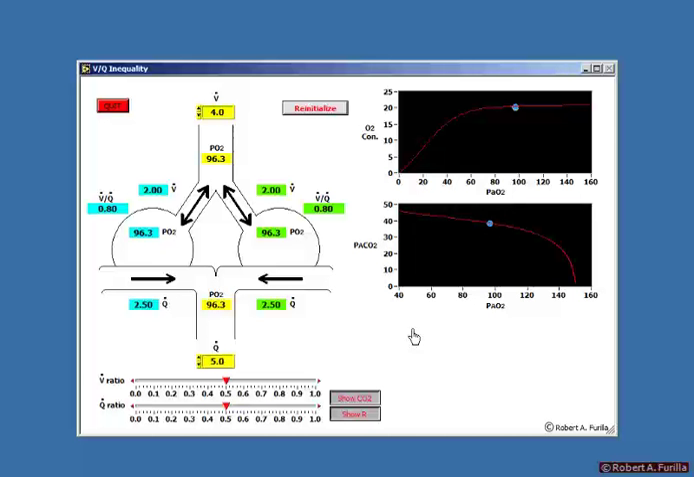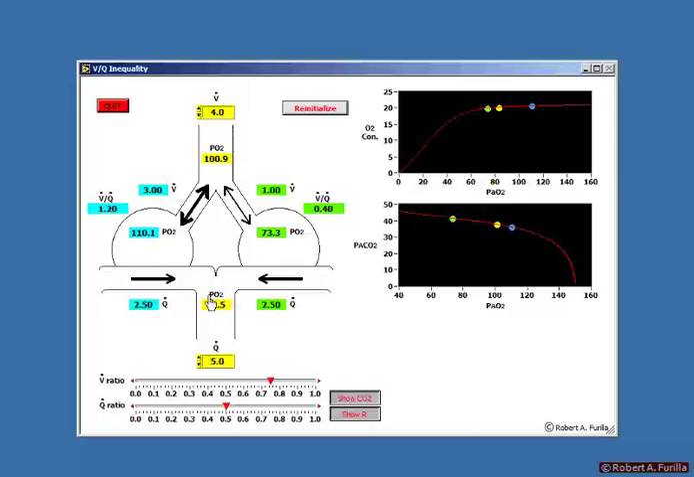Let us look now at what happens if one of the alveoli is hyperventilated while the other alveolus is hypoventilated. So I'm going to move this up to about 0.75. There we are at about 0.75 ventilation ratio. We have 3 liters per minute going to the right lung in blue, and only 1 liter per minute going to the left lung. So this alveolus here in green is hypoventilated, this alveolus is hyperventilated. So we have 2 zones. Both alveoli, however, are equally perfused.